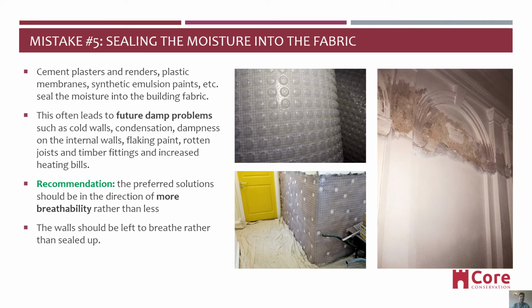And finally, mistake number 5, sealing the moisture into the building fabric. Cement plasters and renders, plastic membranes, synthetic emulsion paints, etc. seal the moisture into the building fabric, being non-breathable. This often leads to future dampness problems, resulting in cold walls, condensation, dampness on internal walls, flaking paint, rotten joints, and so on. Solution and recommendation: use breathable materials. Think in terms of breathable materials rather than moisture-blocking materials.